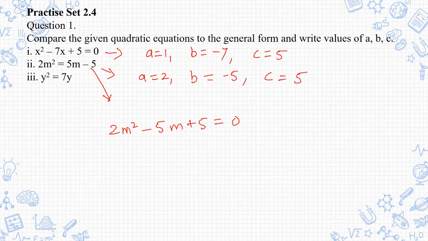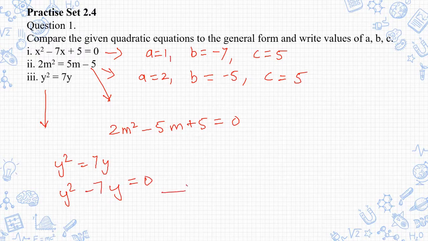If you look at the third one, it is y square is equal to 7y. So I'll just rearrange this. This will be y square minus 7y equal to 0. Now you can tell me a will be the coefficient of the square term, in this case it is 1. B will be the coefficient of the y term, in this case it is minus 7. And the last constant term is absent. There is no constant term, so you can say C will be 0.